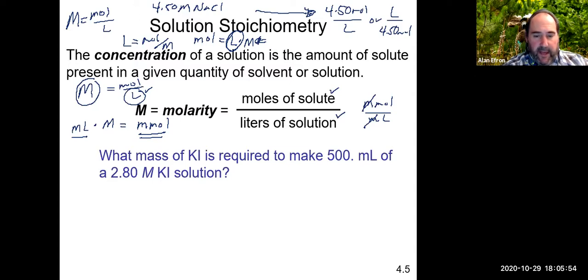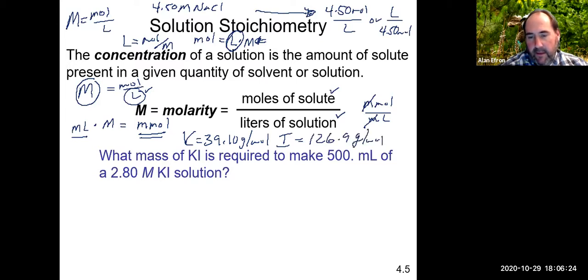All right, so we have an example here. What mass of potassium iodide is required to make 500 milliliters of a 2.8 molar potassium iodide solution? Why don't you take a minute or two to see what you come up with? Potassium is 39.10, it looks like, and iodine is 126.9, it looks like. All right, so see what you come up with here.